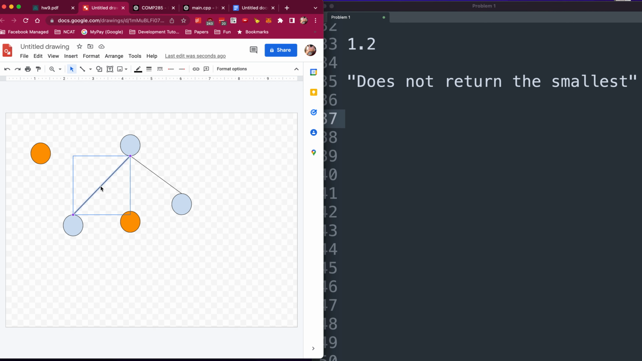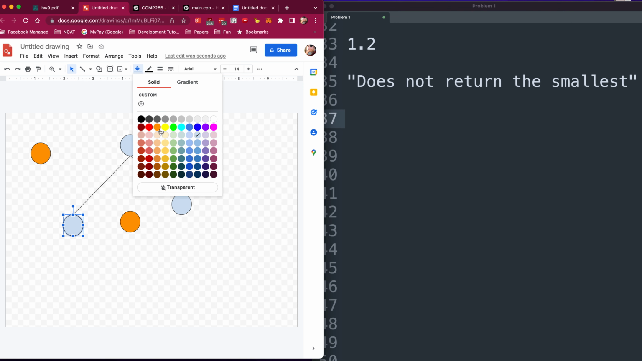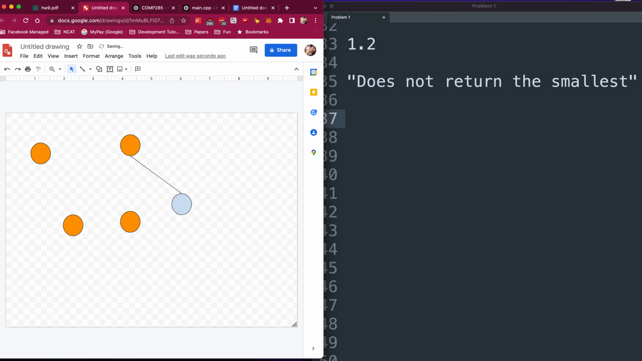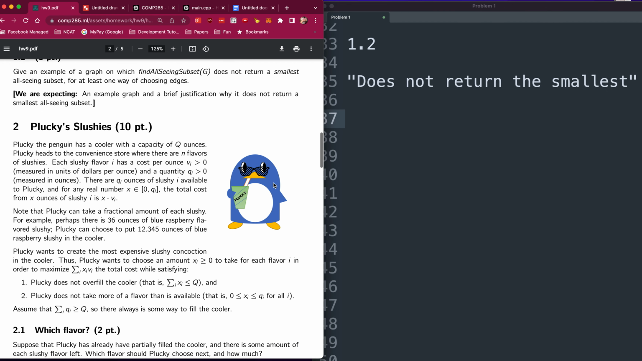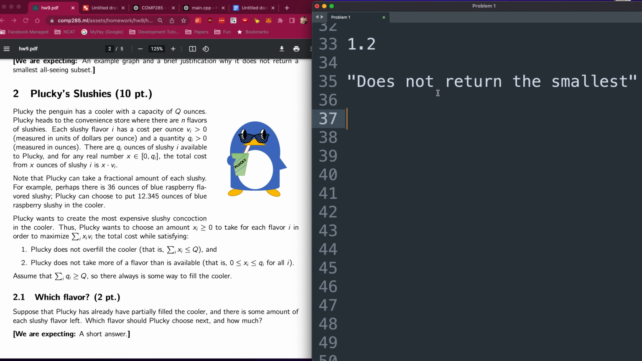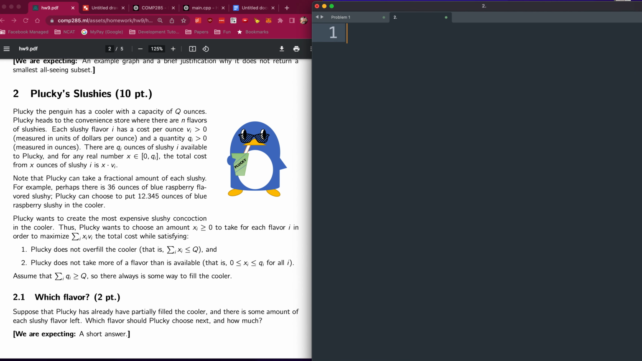So maybe we pick this edge, which means our algorithm ends up adding this node and this node, right? And now we remove all the other edges, right? But now our all seen set is actually of size 4. So it was not the smallest, right? And that is the example that you can consider for why this algorithm doesn't work. Cool. Okay, moving on to the next question. Let's go to problem 2. Hopefully that explanation made sense to you guys.